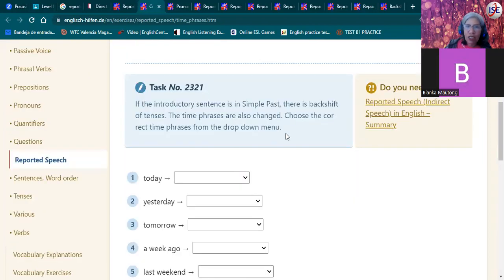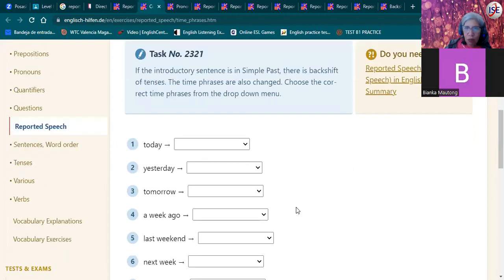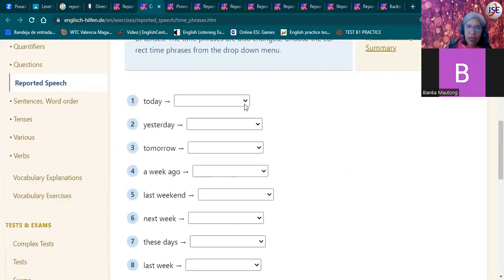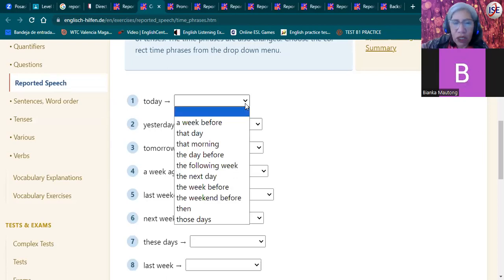Okay, how do we change the time words? From today, we said, what expression do we change today to?